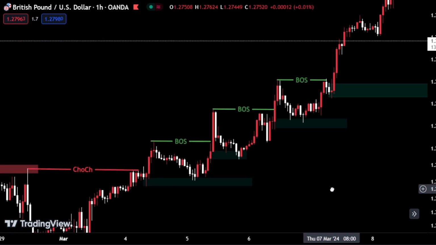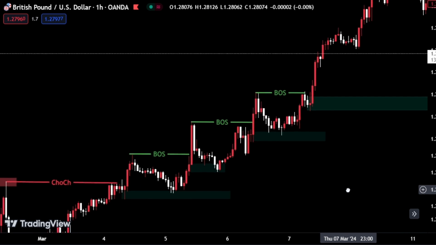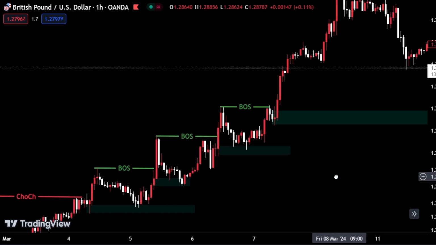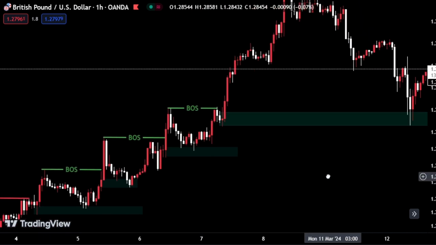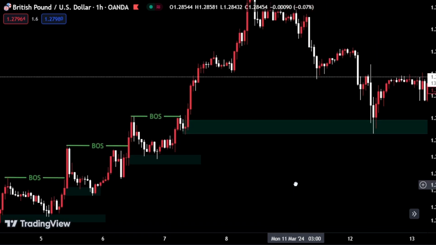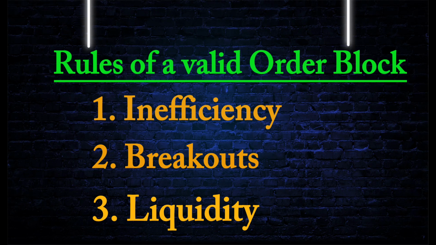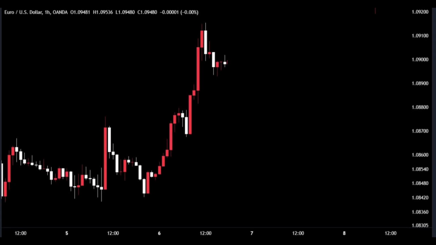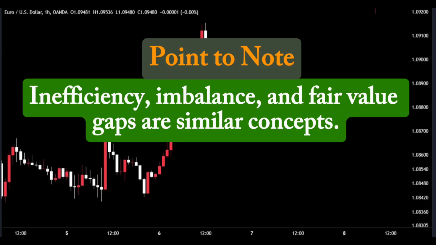So first, what are the requirements to consider an area a valid order block to trade? Then we'll look at how to effectively mark them on the charts. Let's look at the rules of a valid order block. The first rule is what? Having inefficiency. Note, inefficiency, imbalance, and fair value gap are highly similar concepts.